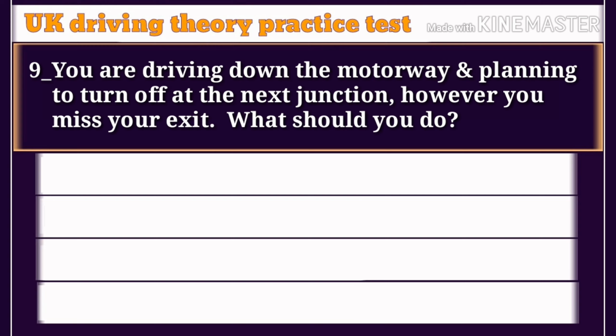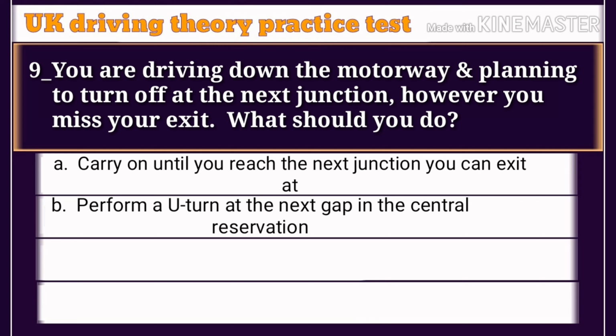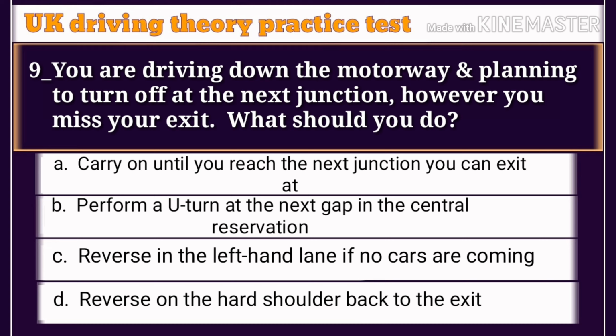Question 9. You are driving down the motorway and planning to turn off at the next junction. However, you miss your exit. What should you do? A. Carry on until you reach the next junction you can exit at. B. Perform a U-turn at the next gap in the central reservation. C. Reverse in the left-hand lane if no cars are coming. D. Reverse on the hard shoulder back to the exit. The correct answer is A. Carry on until you reach the next junction you can exit at.